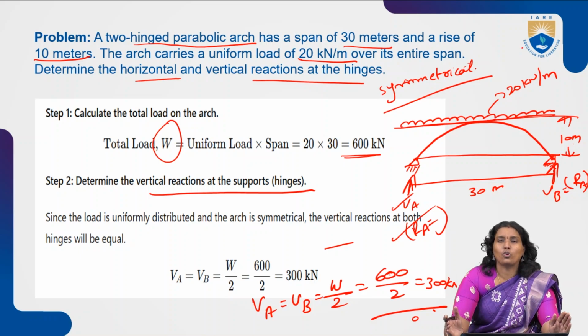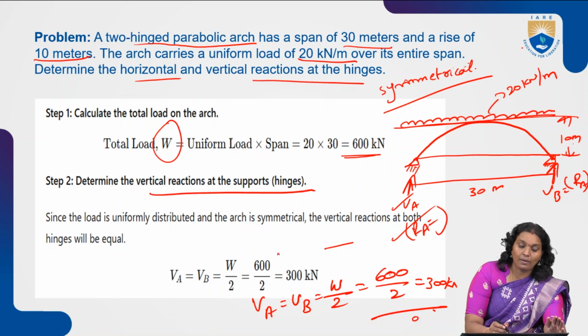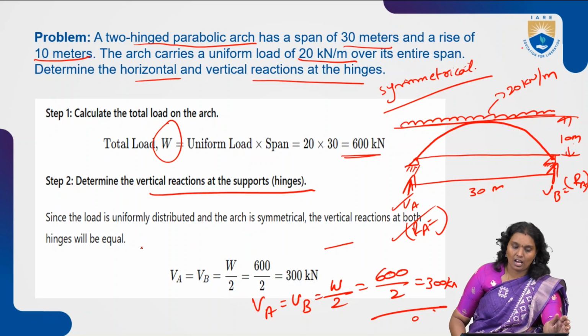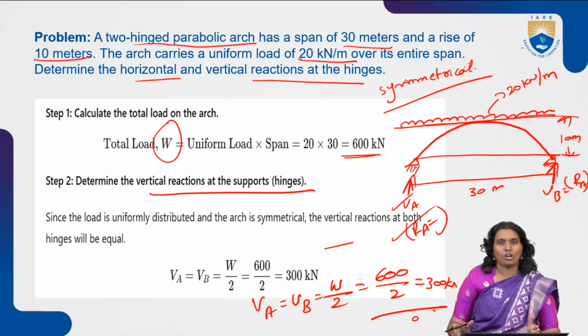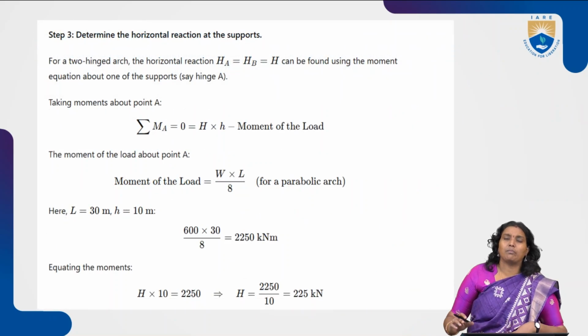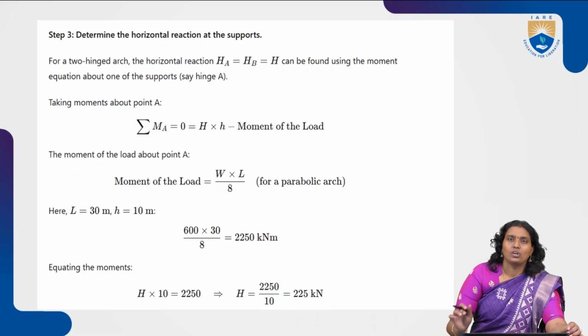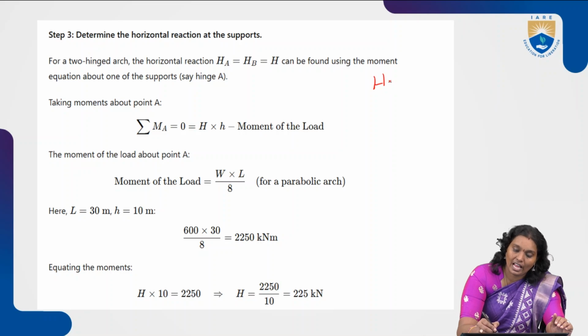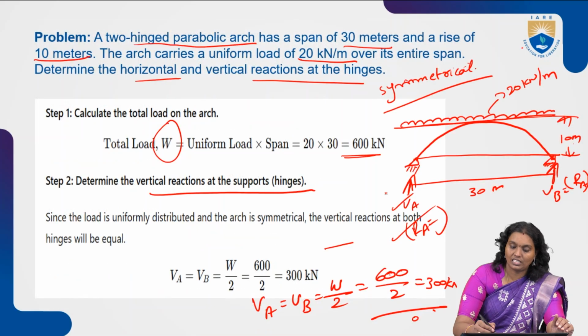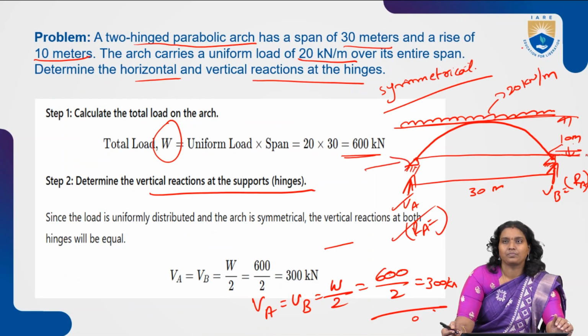We have distributed the total load equally because of the symmetrical consideration of the arch, and the load is also distributed equally. It is a symmetrical condition for a parabolic arch. That's why we are getting the same vertical reactions. Now determine the horizontal reactions at supports. For a two hinged arch, because of the symmetrical conditions, the horizontal reactions are equal, HA and HB.